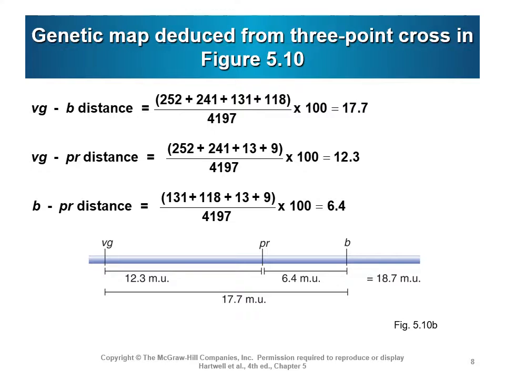So now let's look at the calculation of the gene distances. If we take into consideration the VG PR distance and the B PR distance, then we can calculate the sum, and it will be 18.7 map units. However, the VG B distance is 17.7, but as we talked previously, it's more accurate to take into consideration the small fragments and sum them up. That will be a more accurate measurement for the gene.